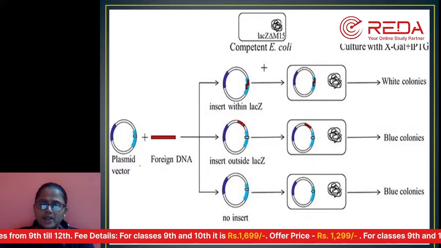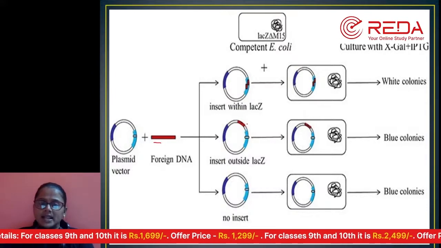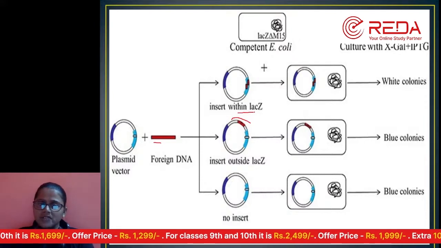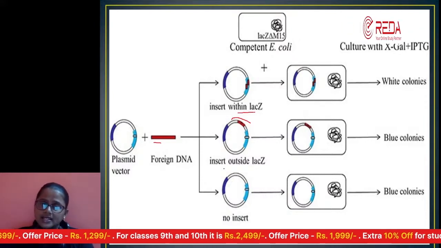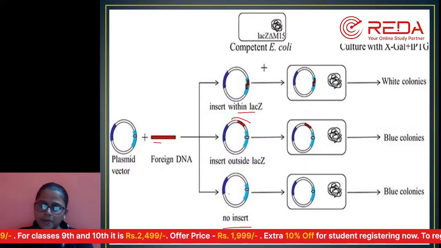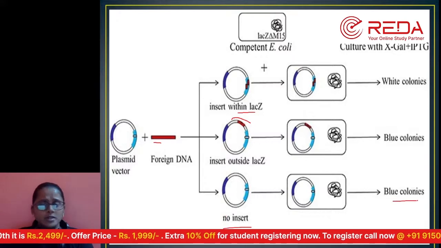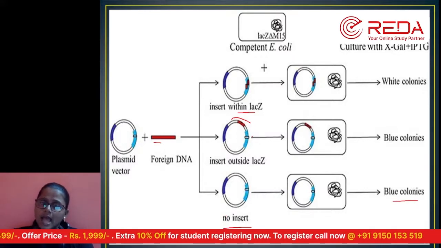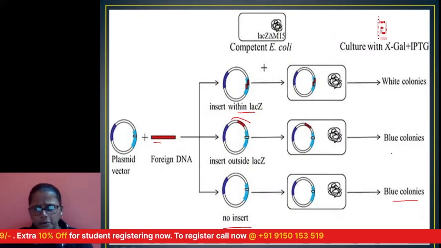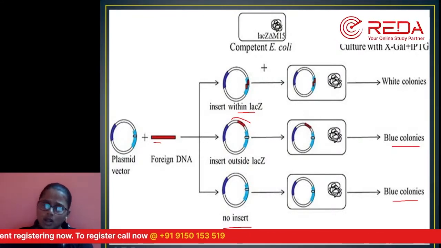So plasmid vectors are there. Foreign DNA is being inserted at the lacZ region. There are three cases: inserted within the lacZ, inserted outside the lacZ, and no insert. If no insert is made, automatically they are going to produce a blue color colony. If the insert is outside the lacZ region, they are also going to produce beta galactosidase and produce a blue color colony.